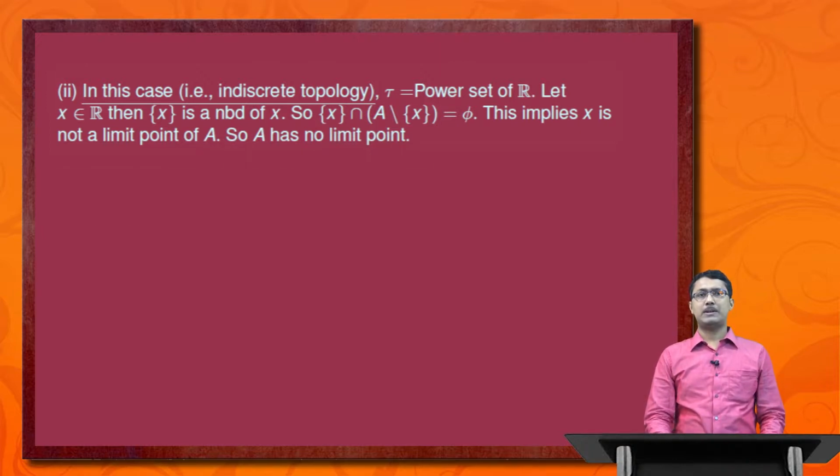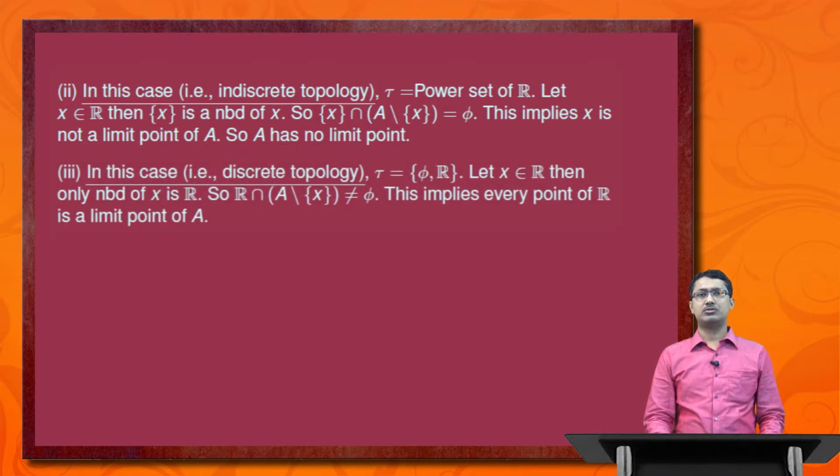For case 3, if we choose the topology, that is the indiscrete topology, then τ is equal to {φ, R}, where R is the set of real numbers, and choose x belonging to the real numbers. Then the only neighborhood of x is R. So there are only two possibilities, φ or R, but because φ contains no elements, there must be only one possibility: for x belonging to the real numbers, the only neighborhood is R.